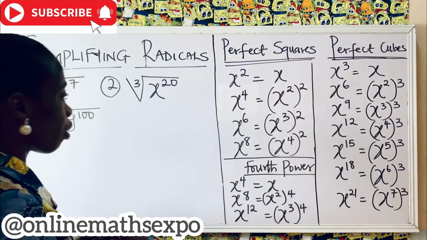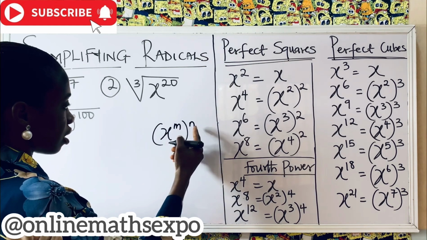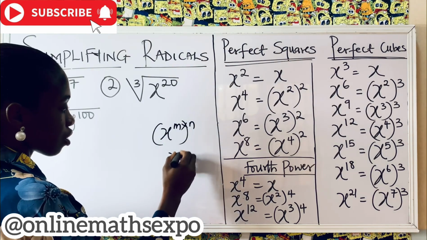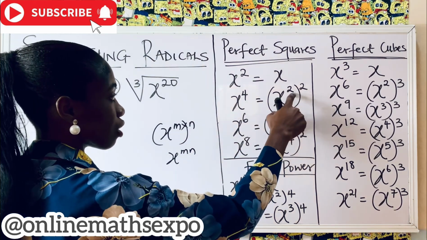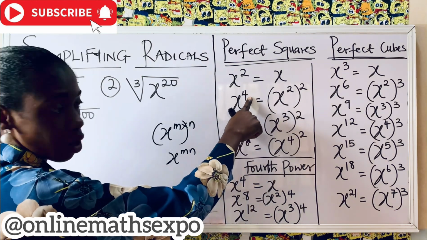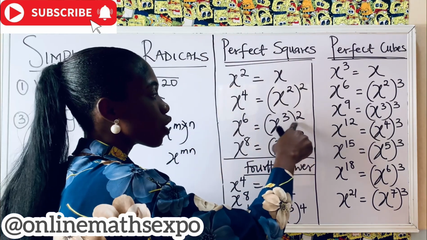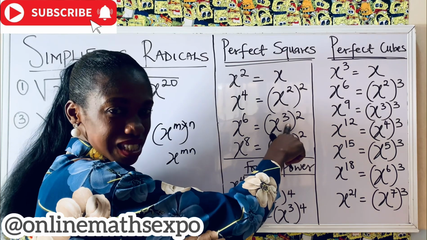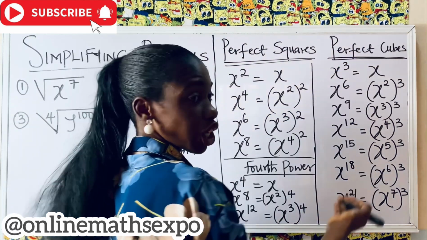If you remember your rule of indices, x to the power of m, to the power of n, you usually multiply the powers to give you x to the power of mn. So if you multiply 2 and 2, it gives you back 4. So when you have x to the 6th power, it means that the square goes in 3 times. And also this. Then do the same for cubes.